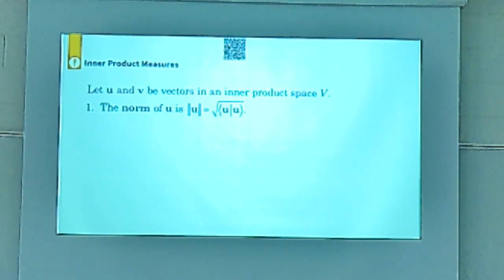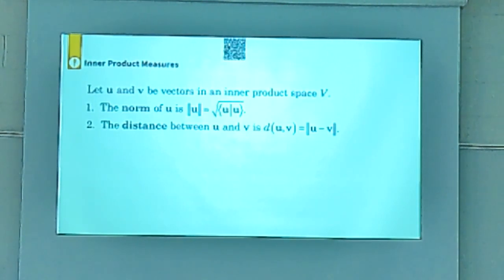It's just if you're dealing with matrices, it doesn't make sense to define length of a matrix. And so I'll stick with norm. Distance between u and v is the norm of u minus v.